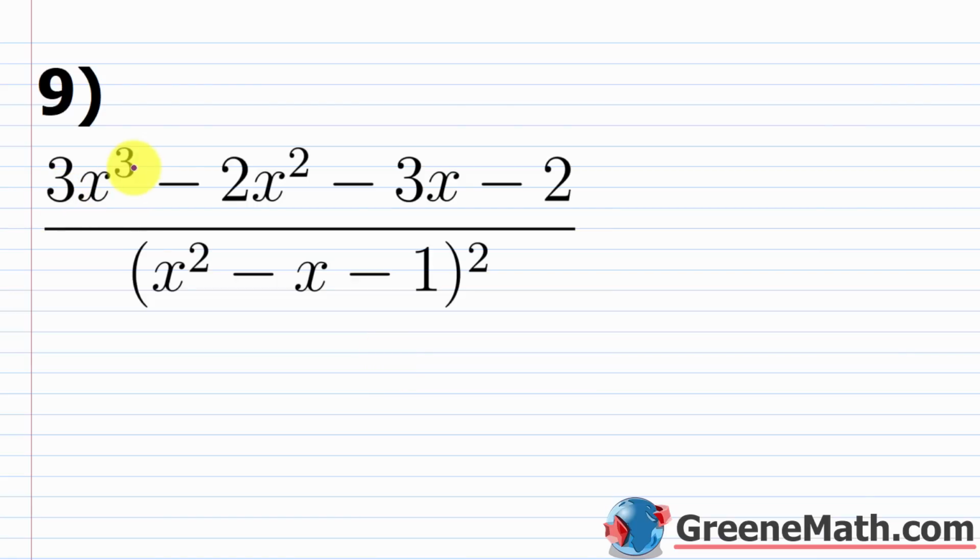All right, for problem 9. We have 3x cubed minus 2x squared minus 3x minus 2. This will be over the quantity x squared minus x minus 1 squared. And again, if you want to know if this is a proper fraction, just think about the fact that the degree up here is 3. The degree down here, you're going to have x squared that gets squared. So forget about everything else. That's going to give me x to the 4th power. So I know the degree up here is 3. The degree down here is going to be 4. So this is going to be a proper fraction.